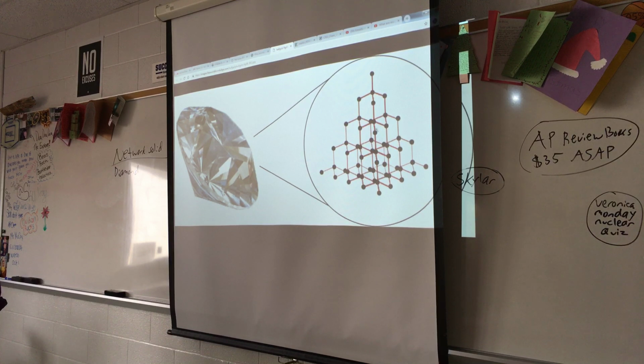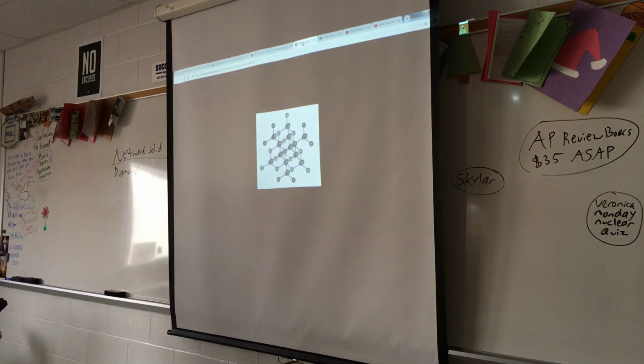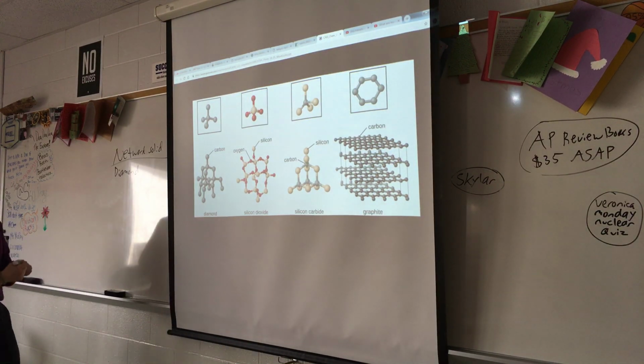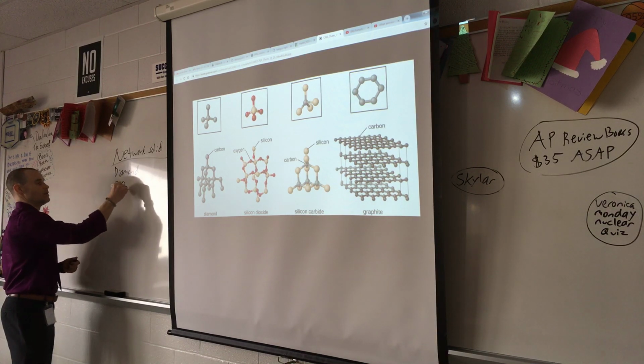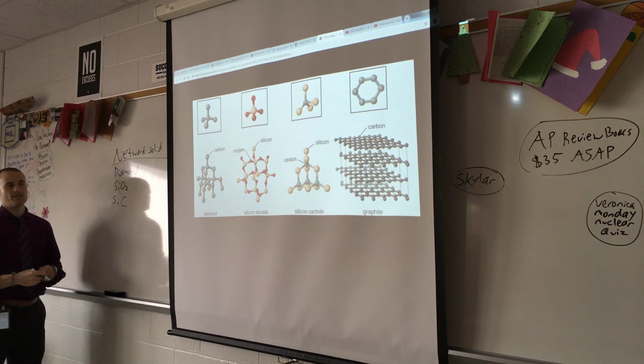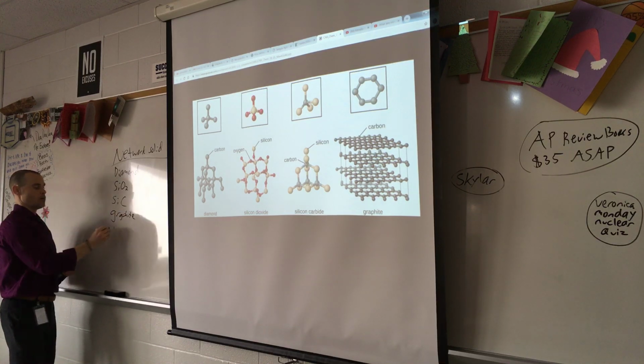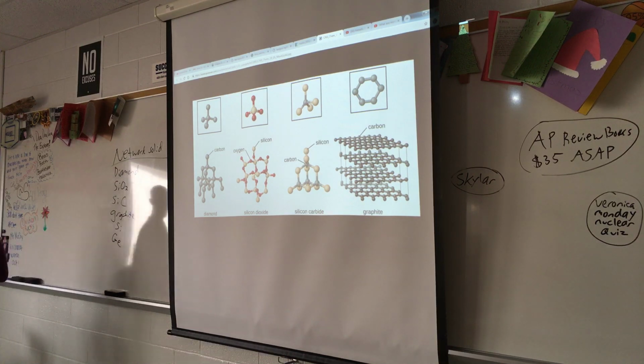Diamond. This is an example of a network solid. It looks very different than metallic and ionic. Very different. There's another way to see it. And there are three other types: silicon dioxide, SiO2, silicon carbide, SiC, and graphite is another one. And then there's only two more I want to write, Si and Ge. Those two elements. They're called network solids.